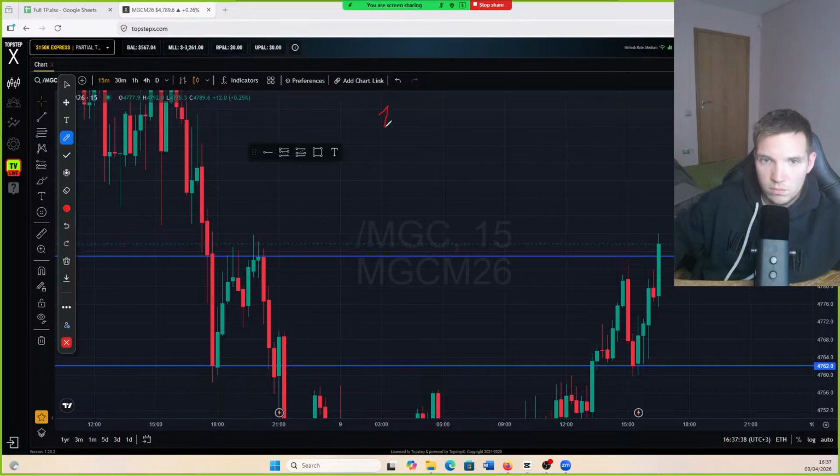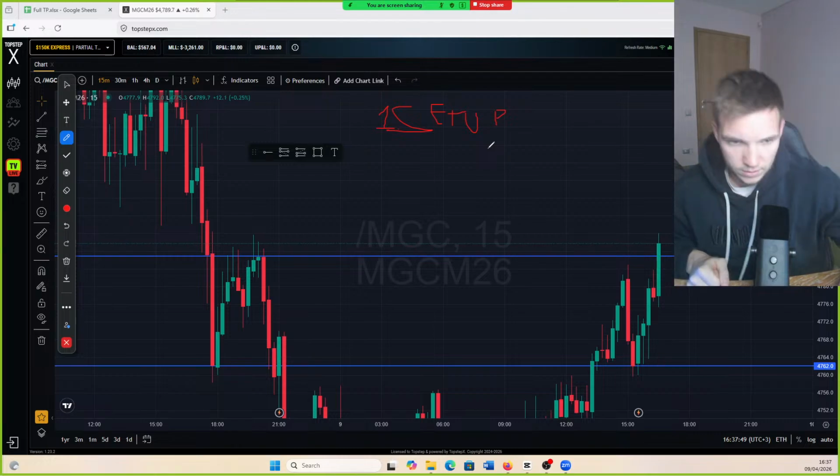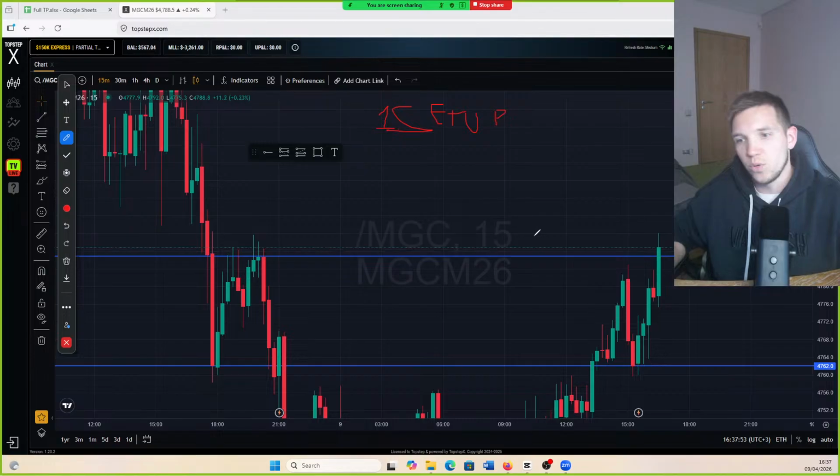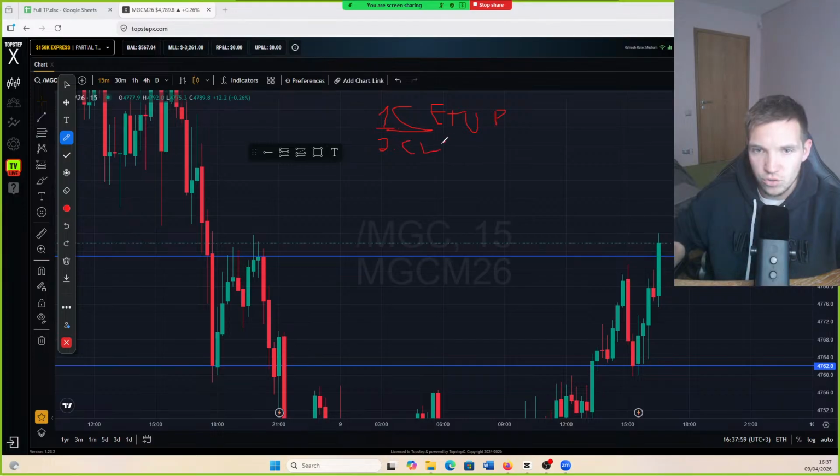So number one, obviously we need a setup. That's number one. Like a breakout, or buys off support, or sells off resistance, and that's a setup. The second thing we need is a clear range.